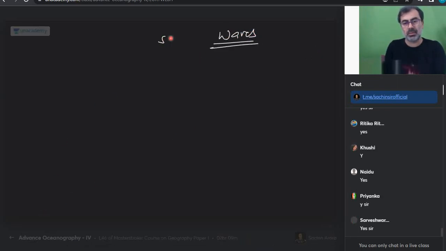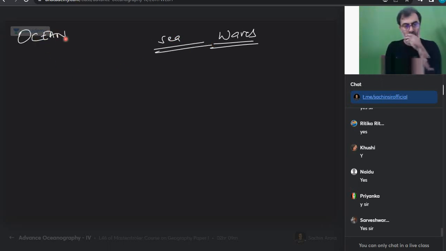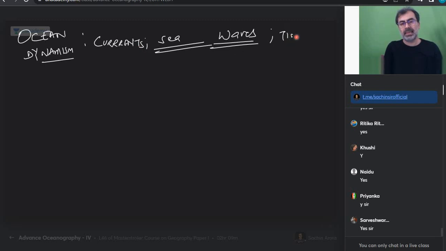Waves. And we're talking about sea waves. Yes, they fall under something called ocean dynamism. In this, we saw currents, we'll see tides, and we will see waves. First of all, what are sea waves and how are they different from currents?